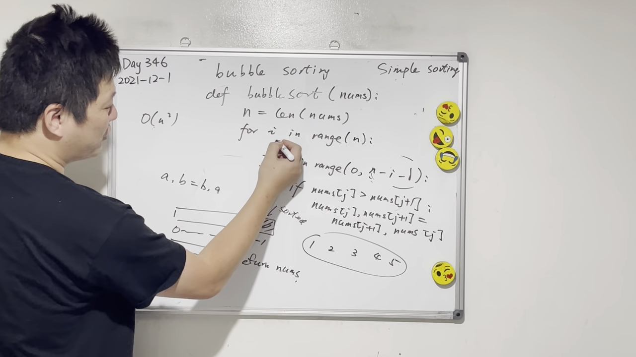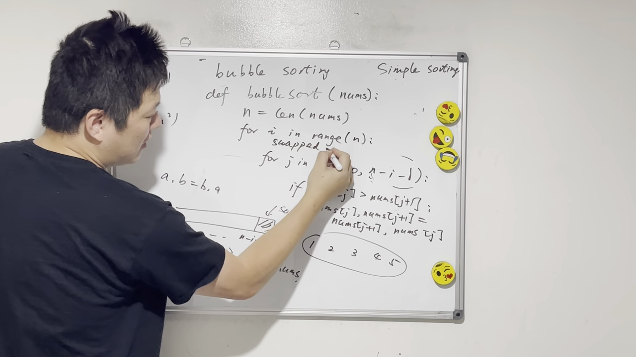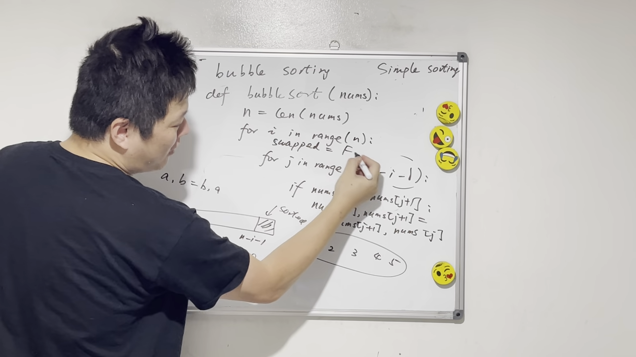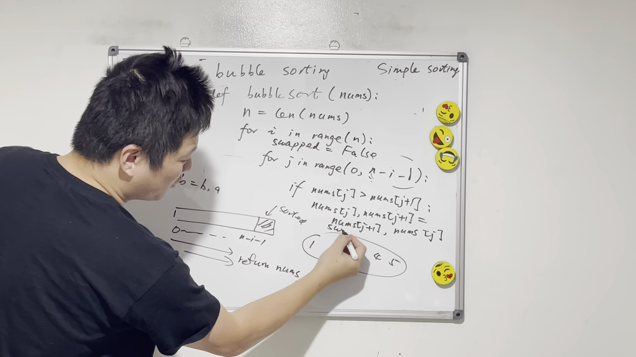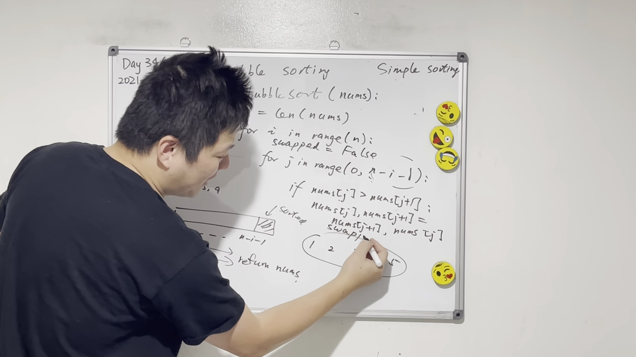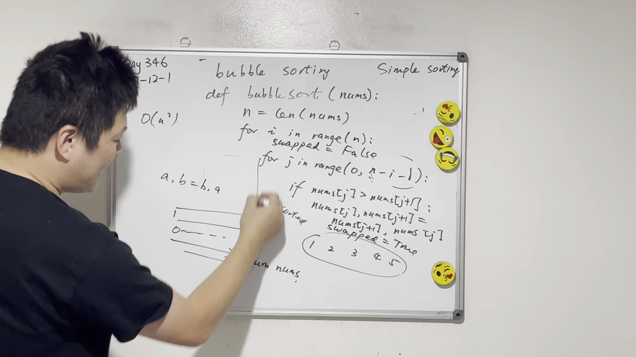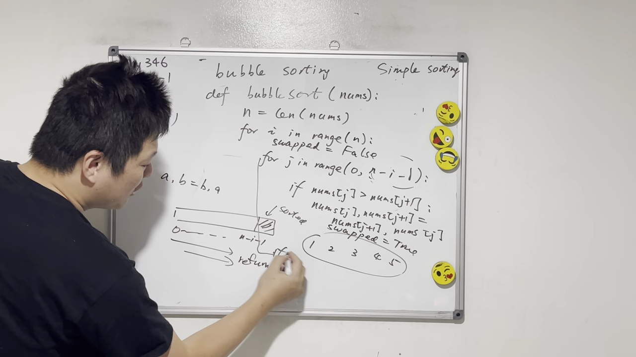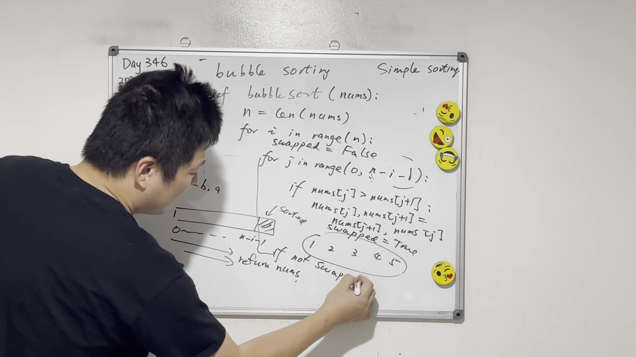So we can put it here, swap. But how do we know if it's already sorted? Look, swap equals false. At the beginning we set it to false. But once we swap, we set it here, swap equals true, right? Whenever we find an element bigger than the next one, swap equals true. And then here, we just say, if not swap. If not swap, okay, what does it mean?